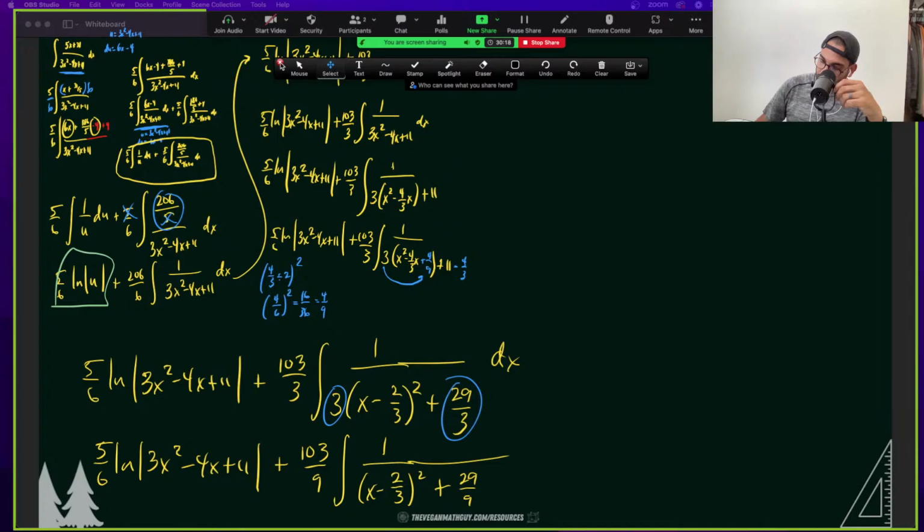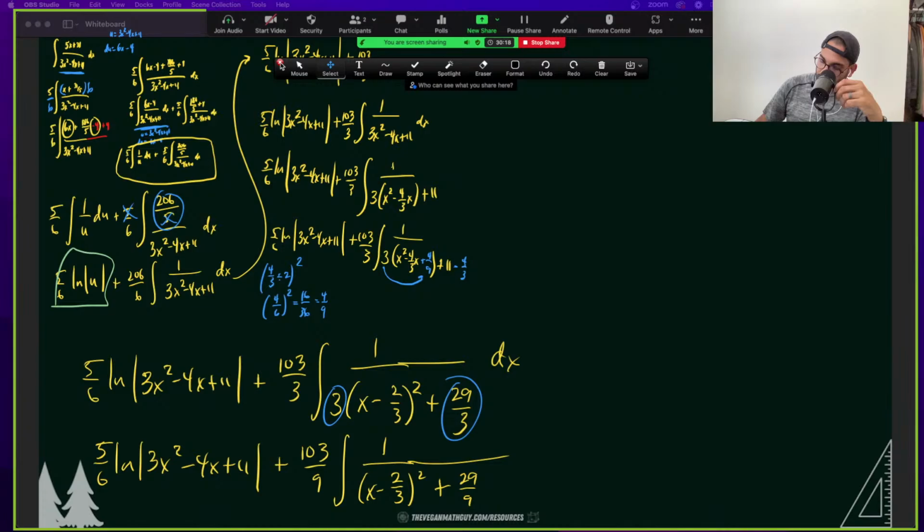Okay, and that bottom integral, we're going to make our u equal to x minus 2/3, so that du is just equal to dx. Perfect. We're going to use arctan for that. And then our a squared is 29 over 9, so our a is root 29 over 3.